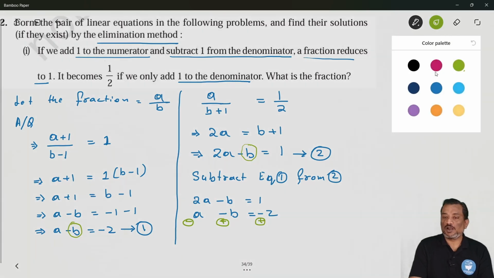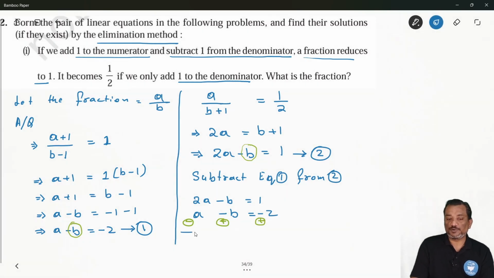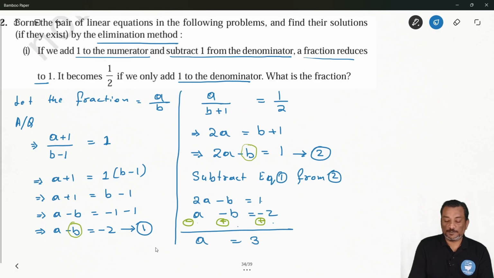Okay, now after that what we have to do, we have to subtract them. So 2a minus a, so you will get a, and minus b plus b becomes 0, and 1 plus 2, so you will get 3. So a is equal to, you will get how much, 3. You have got it now.